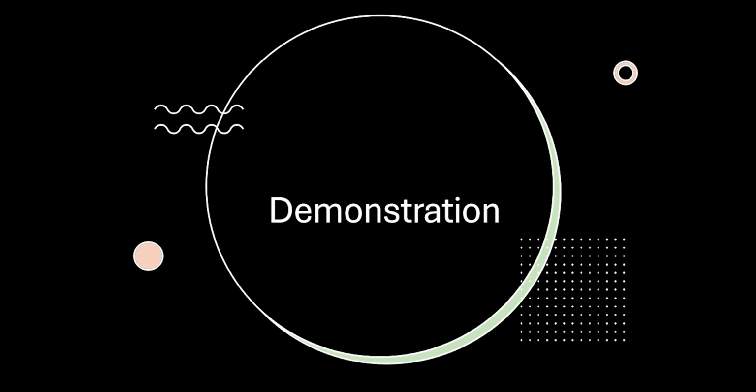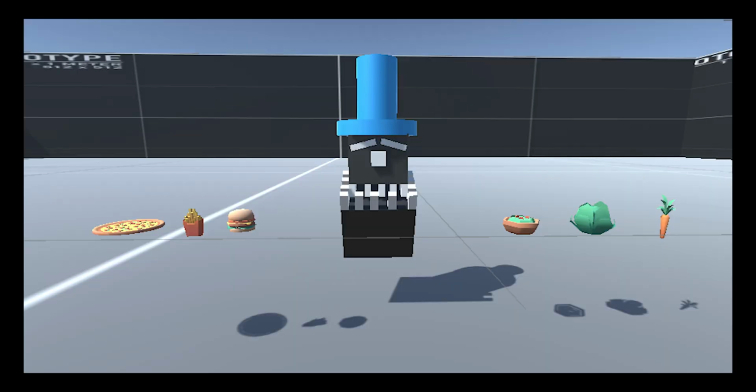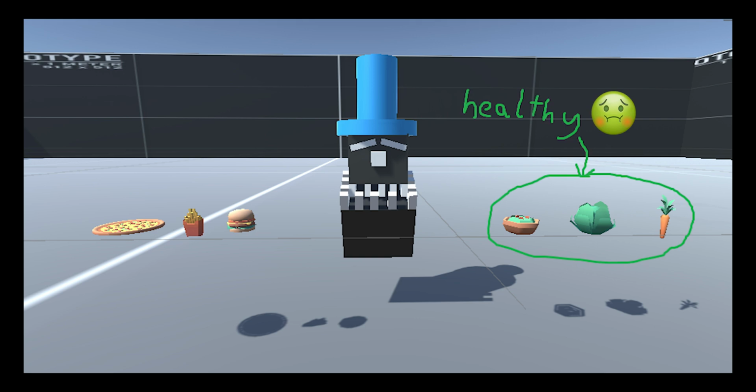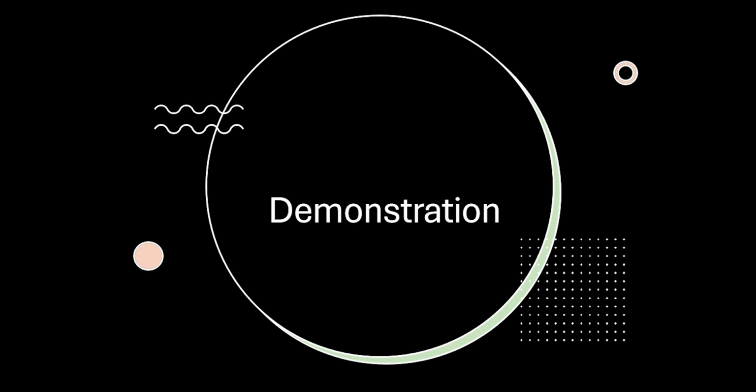Let's create a simple agent using both systems. In this scene we have a little monster creature and some foods. There are healthy gross foods and unhealthy tasty foods. In this demonstration I'll demonstrate how the FSM system can be used to create some behaviours for this monster.